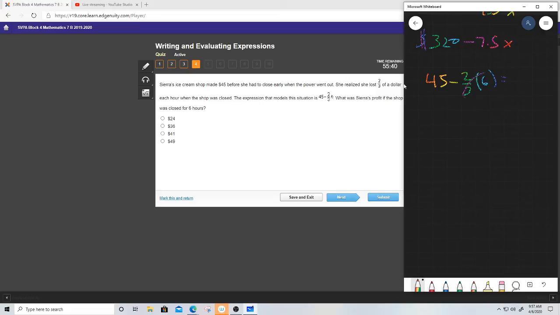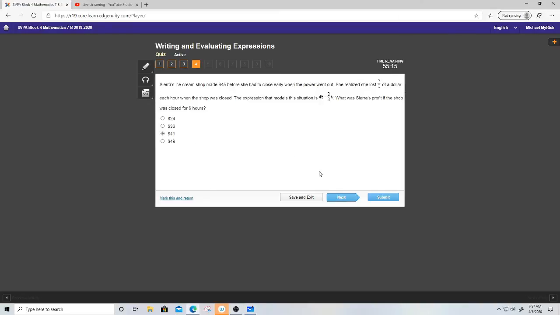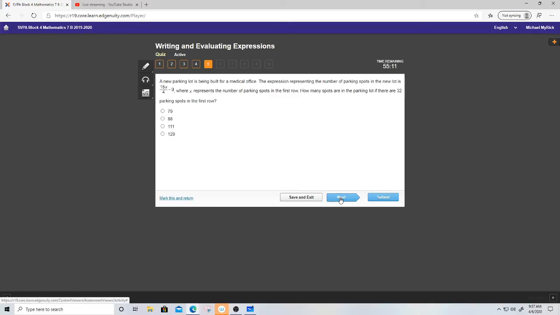Now, what do you see right here? This is 45 minus 2 times 2, right? Because 6 divided by 3 is 2. 45 minus 4 equals 41 ducats. That's not bad. I still say it's good. Man, she has a good shop. I mean, how many hours a day could her shop be open? We'll look that up later.